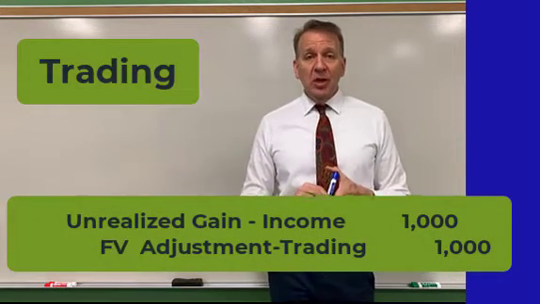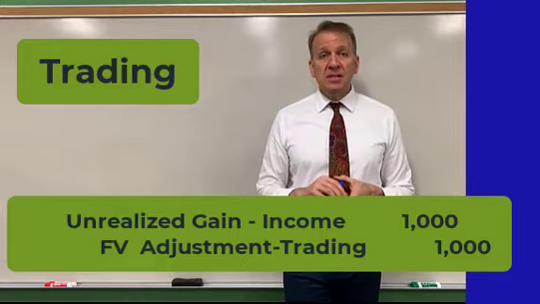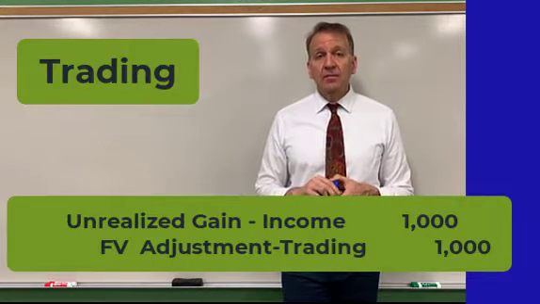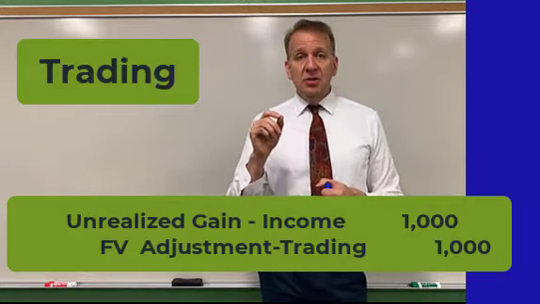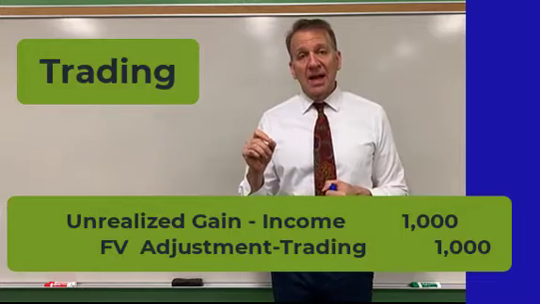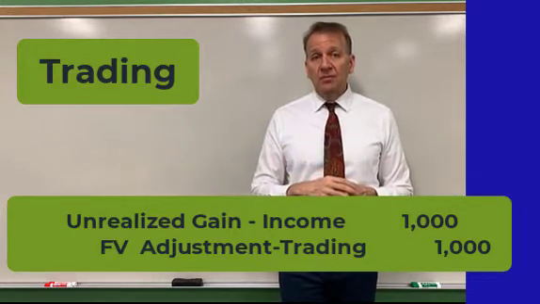And you can see the journal entry there on your screen for the second year when the portfolio actually decreased $1,000. So that decrease is to show how the overall balance in the fair value adjustment account now is only $1,000.